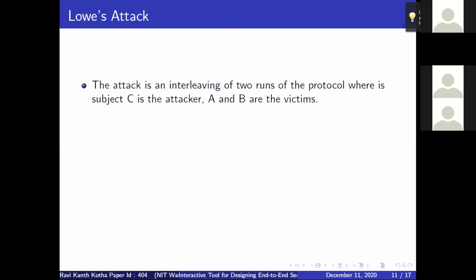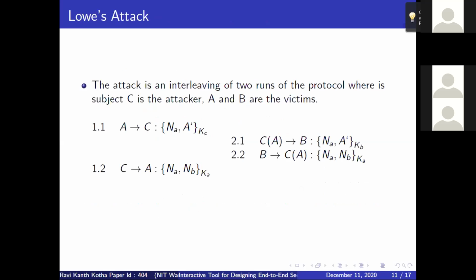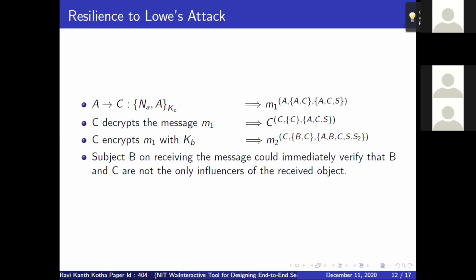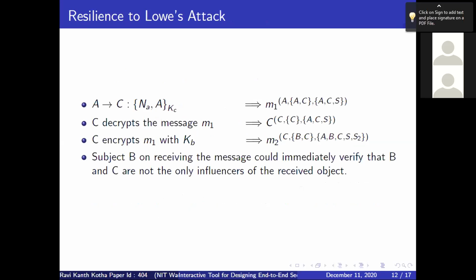Yes, ma'am. So as per the Lowe's attack, our tool specifies that the labeling is updated. So there is somebody else other than A and B. There are some extra persons who have influenced the object. So when Lowe's attack has been performed, subject B on receiving the message could immediately verify that A and B are not the only influencers of the received object. So there is somebody else eavesdropping on the communication.